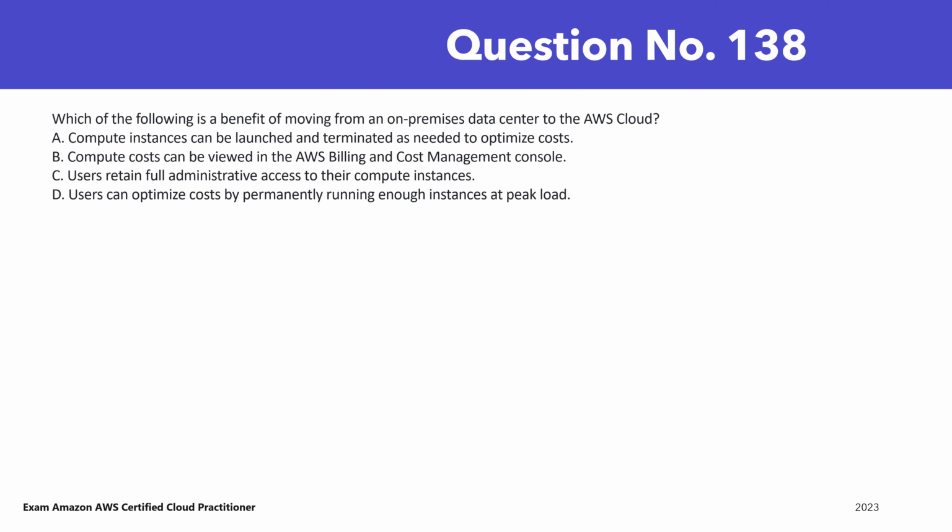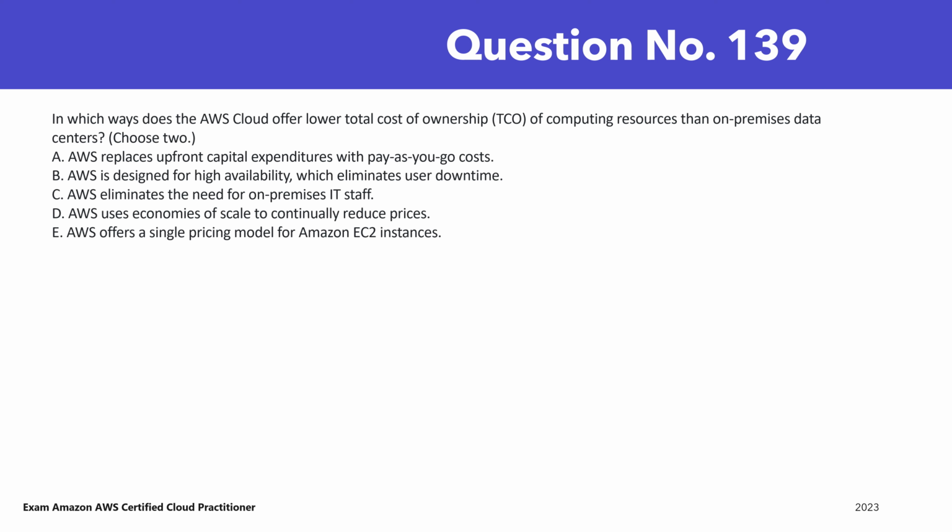Which of the following is a benefit of moving from an on-premises data center to the AWS Cloud? A. Compute instances can be launched and terminated as needed to optimize costs. B. Compute costs can be viewed in the AWS Billing and Cost Management Console. C. Users retain full administrative access to their compute instances. D. Users can optimize costs by permanently running enough instances at peak load. Correct answer, A.